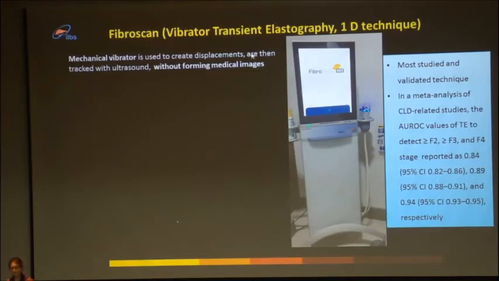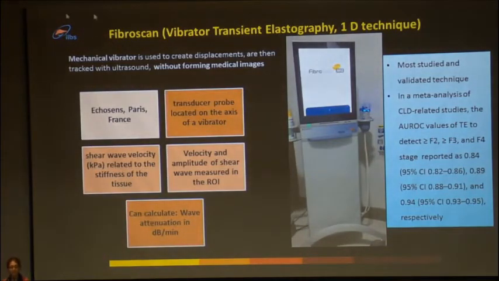So coming to Fibroscan, which we are so used to every day, like I said, there's a mechanical vibrator. It creates displacements. There is no image formed, which is why it is called a 1D technique. It's not a 2D, it's a 1D, because the waves go and the waves come back. It has been the most studied and validated technique, probably because of the outpatient facility that it is available in many, many centers. It is patented by EcoSense.